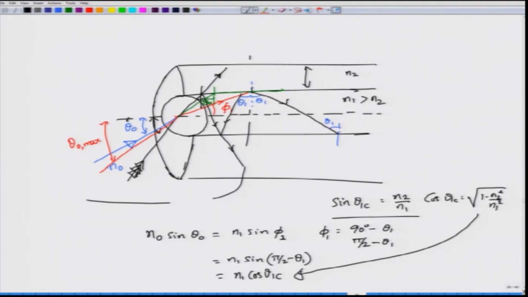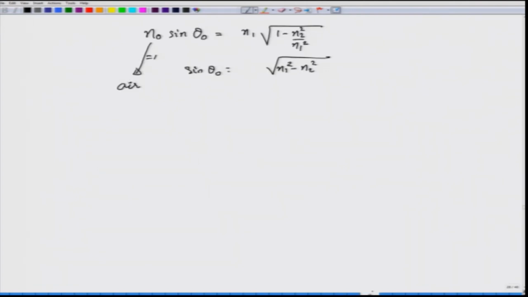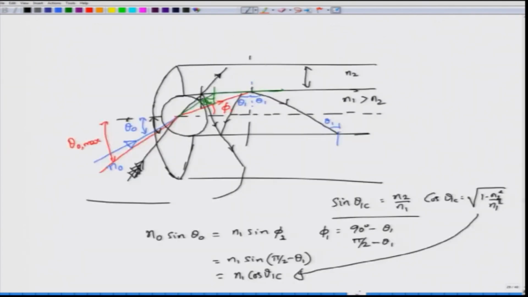distance. So, we have a maximum value for theta 0, and this maximum value of theta 0 is called the acceptance angle of the fiber. For single mode fiber, the sine of this is given by the square root of n1 square minus n2 square. Therefore, this acceptance angle is the inverse sine of the square root of n1 square minus n2 square. Now, this is very interesting, and this gives us the first parameter to look for when I am going to use optical fibers for different applications.